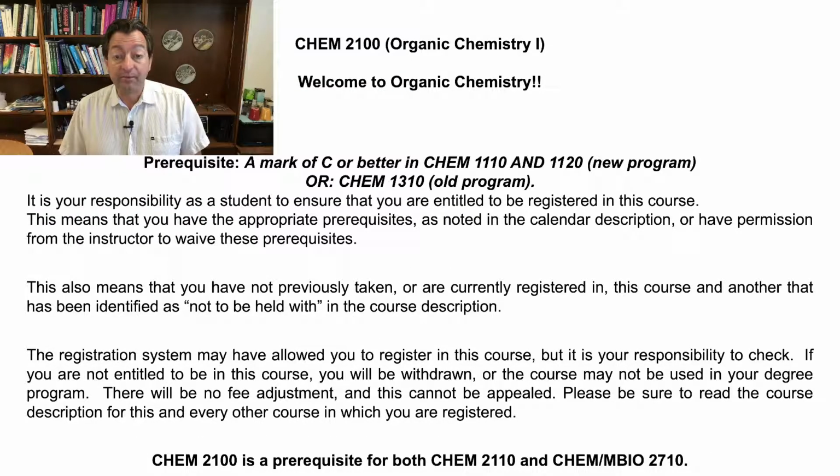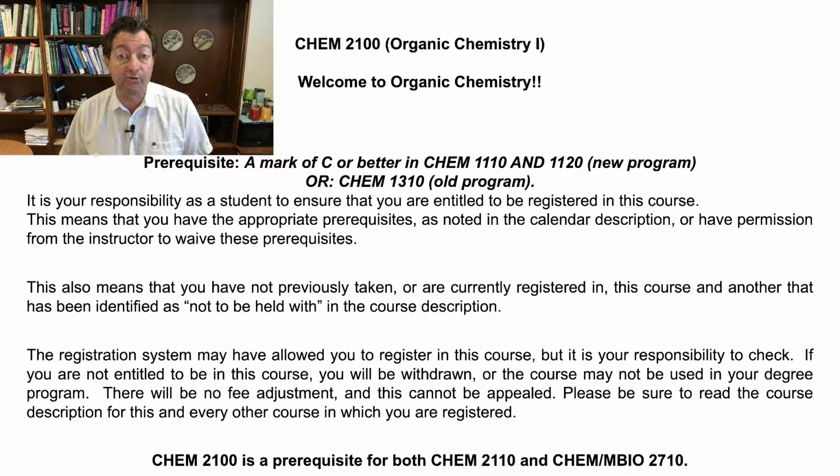So in order to be able to enroll in this course, you need a mark of C or better in Chem 1310 in the old program, or in the future, none of you have taken these courses yet, but in the future you'll need a C or better in Chem 1110 and 1120. So both the second half of first year and the lab course to get into this course. You have to make sure that you've got the right prerequisites to be able to be enrolled in this course.